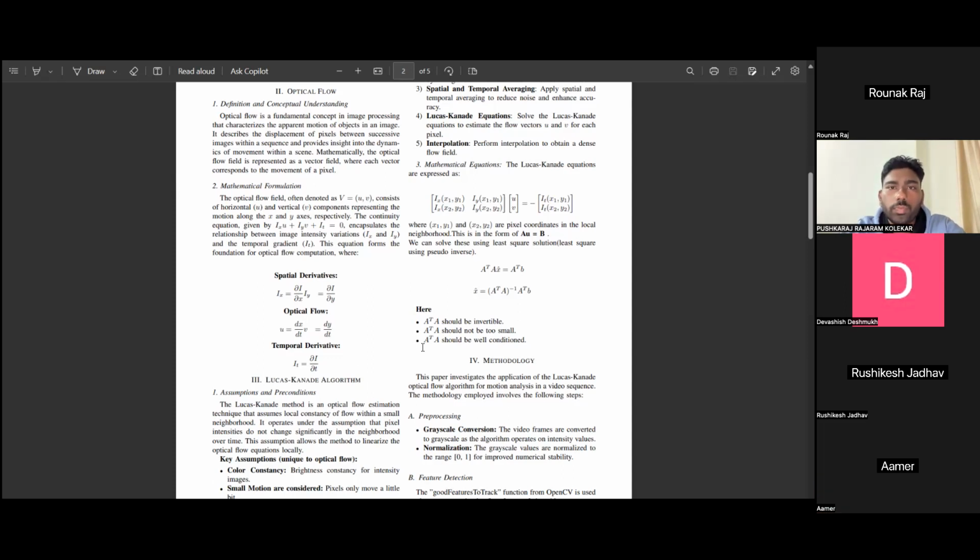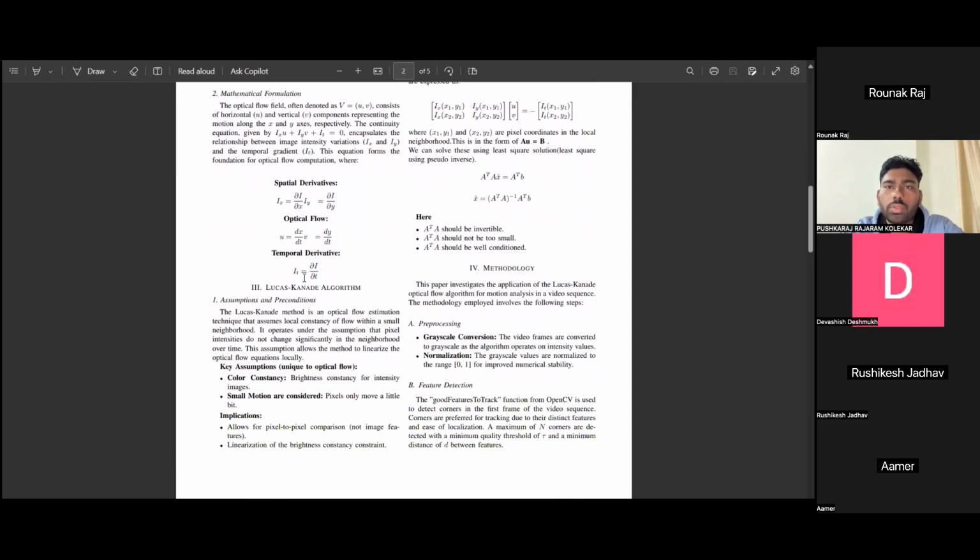Okay, so now we will see. Our research dwells into the fascinating world of optical flow estimation as explained by Aamer. Specifically, we will be utilizing the Lucas-Kanade algorithm. This powerful technique unveils the motion narrative hidden within video sequences, offering valuable insight for utilization in diverse applications. Today I would like to present the core principles of the Lucas-Kanade algorithm.